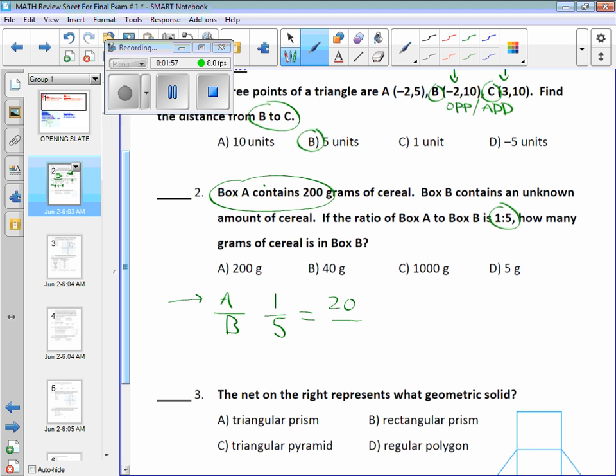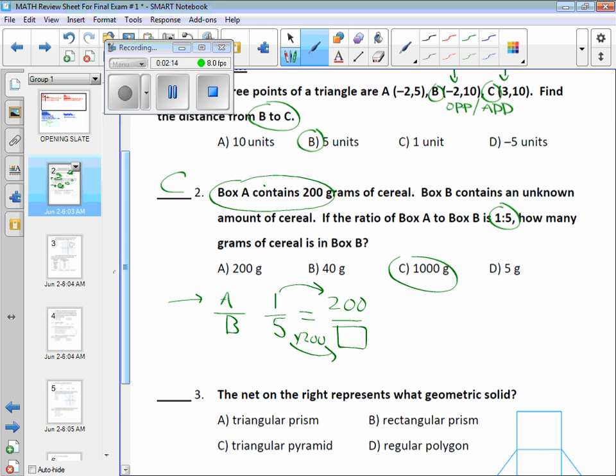So now I got everything set up, and I've got to look and see what my constant is. Multiply by what factor? And if you do 5 times 200, you will get 1,000, and our answer is C.